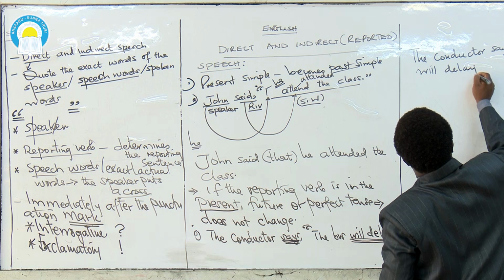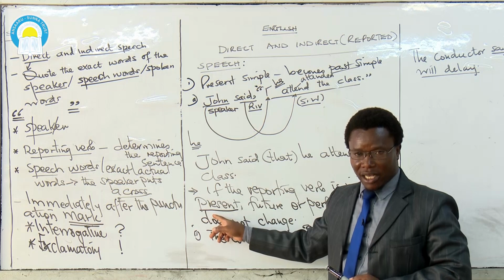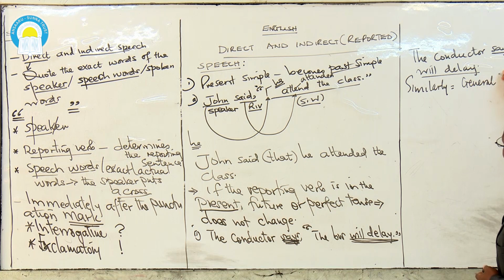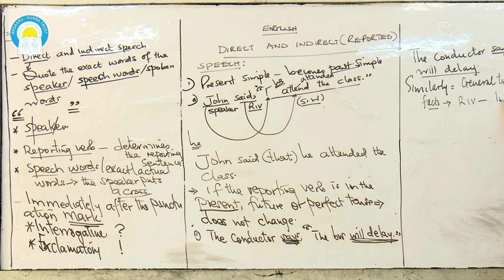This will delay, that tense has remained unchanged because of says, which denotes a verb in the present simple or present tense. Similarly, if we are expressing general truth, universal truth, and in simple language, facts, then the verb in the indirect speech also does not change.